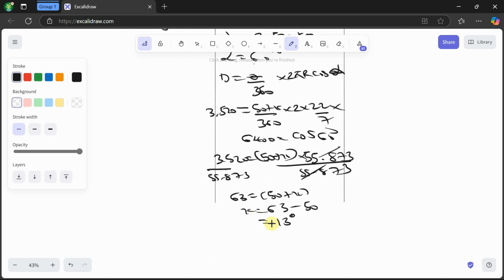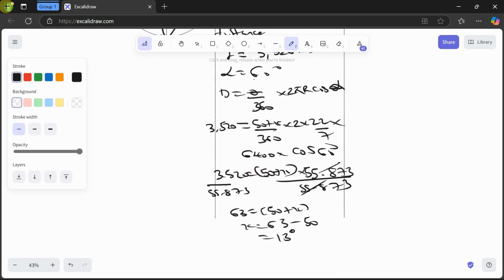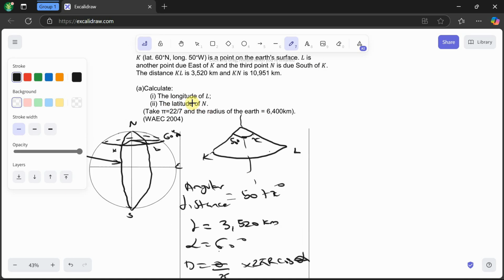So our longitude is 13 degrees, but is it west or east? You can see this is the west, this is the east, but these are L, right? And it's in the eastern direction, so that's 13 degrees east. So it now says that we should find the latitude of n. So let's continue our question.